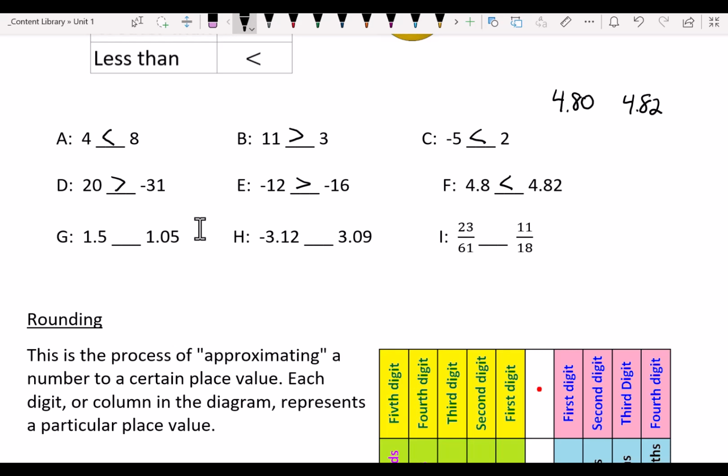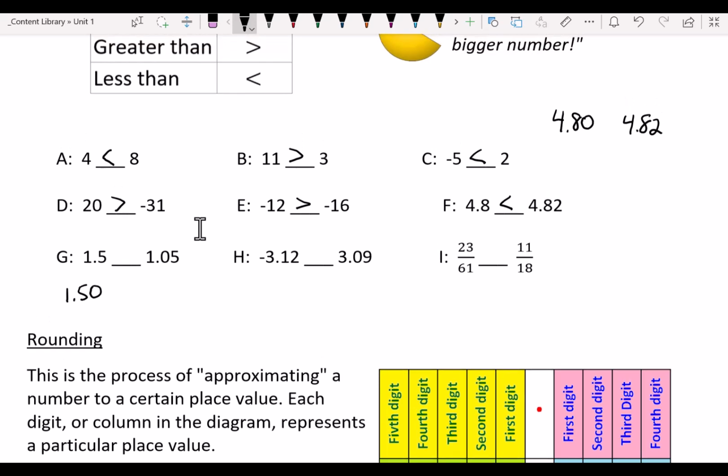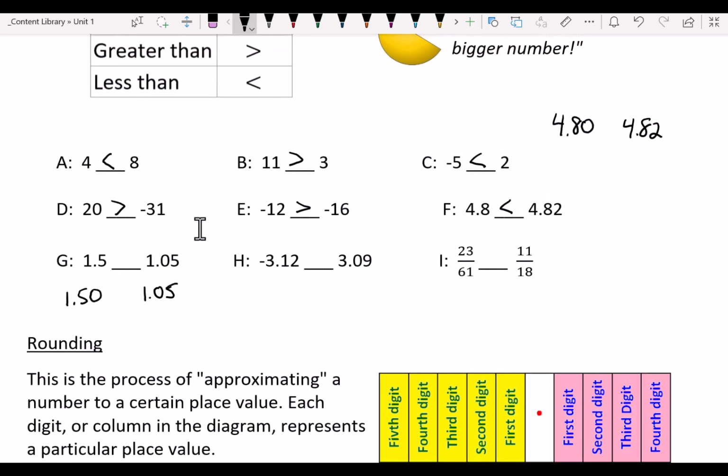And we could do the same thing with G here. This one's got 2 digits after the decimal, so we could stay with 1.50 and then compare that to 1.05. So of course, 0.50 is going to be much bigger than 0.05. So we're going to eat up the one on the left.